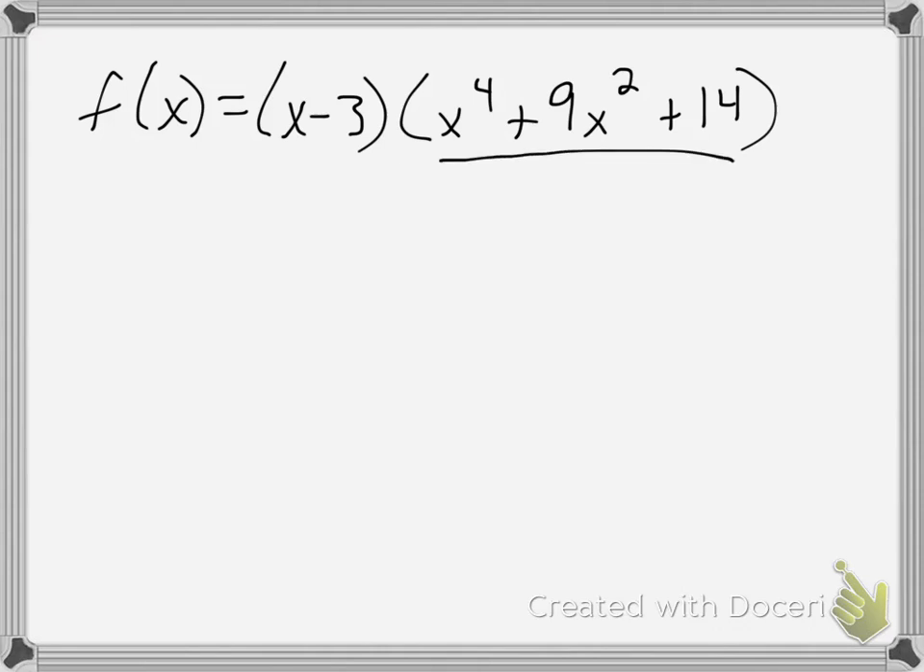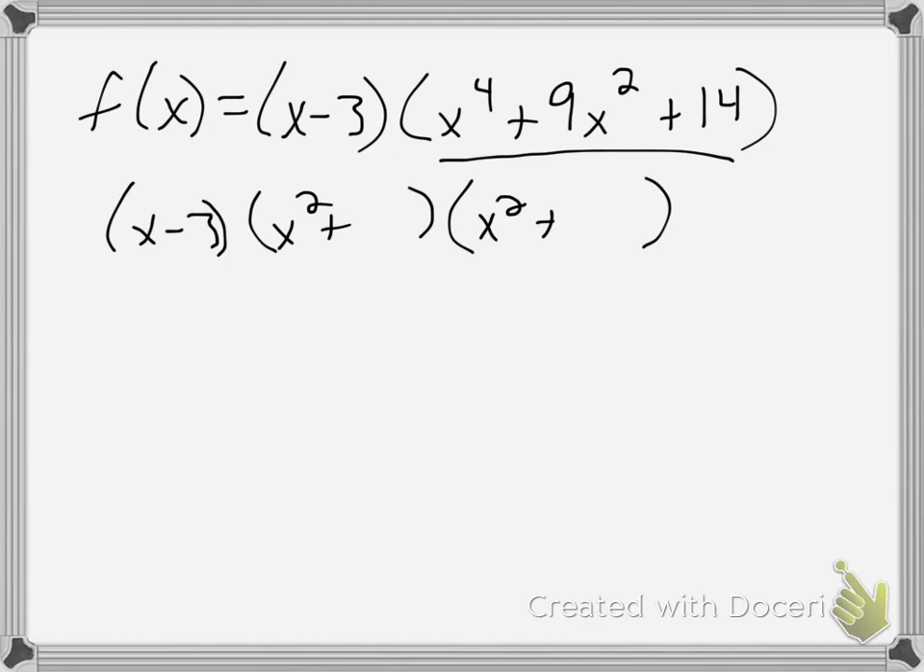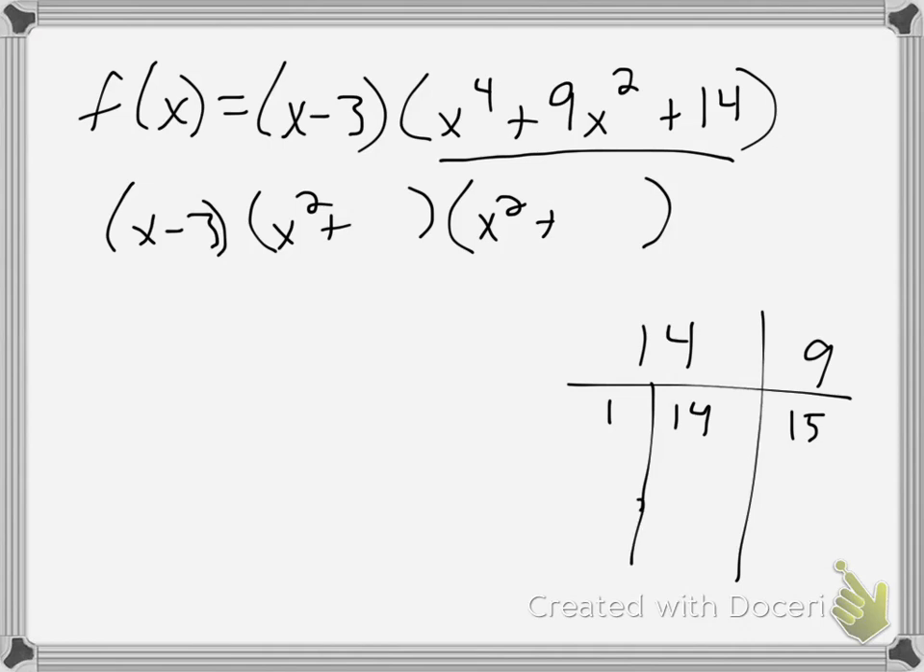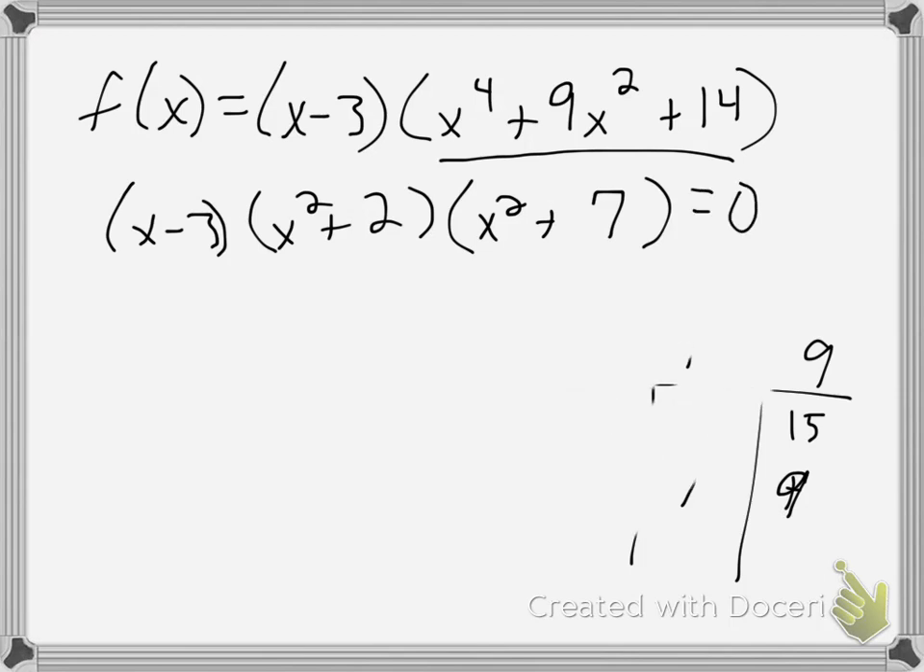Let's see if we can factor this before we try to use the rational root theorem again. This will be x squared, x squared. Both my signs are going to be positive. Factors of 14 are 1 and 14. Those add to give me 15. So those two are not it. 2 and 7. Those add to give me 9. So I know it's x squared plus 2, x squared plus 7. So I have factored it.